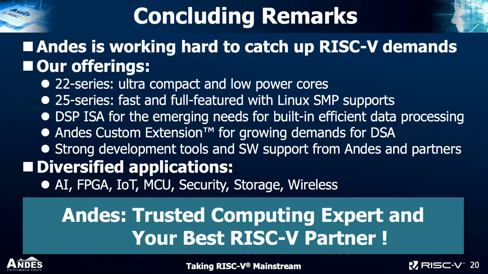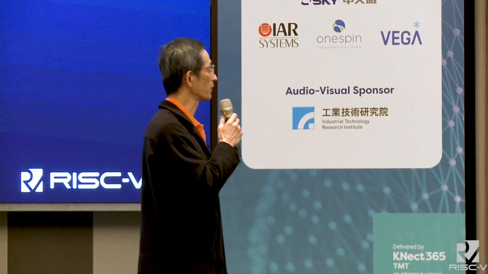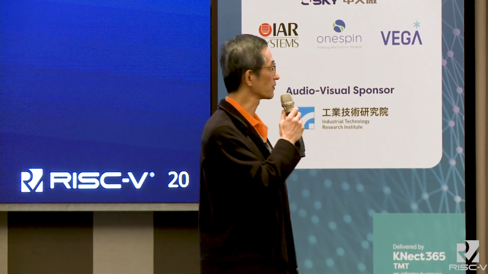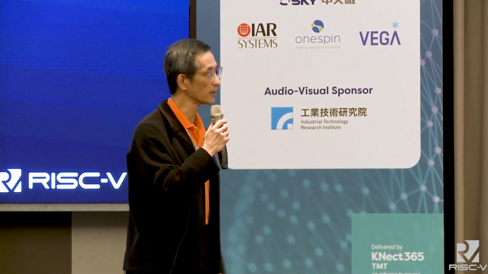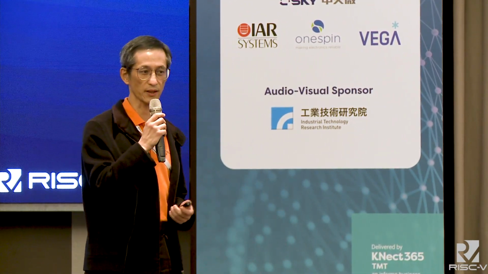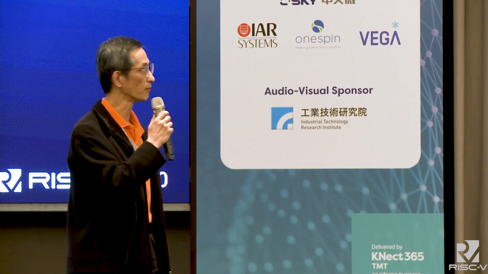Okay, so in conclusion, Andes is working hard to catch up with the demand from our customers. They're asking us to provide more RISC-V processors faster. So about our offering, from the 22 series, ultra compact and low power cores, which we work on with partner Nuclei. So in the next session, Tony will talk more about it.